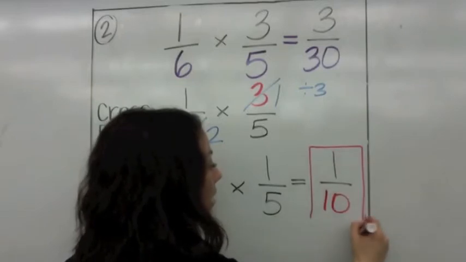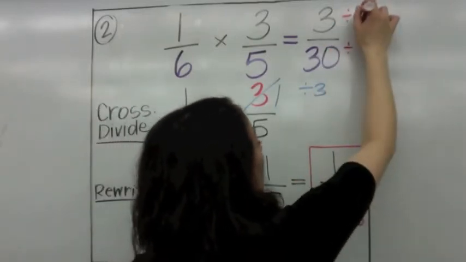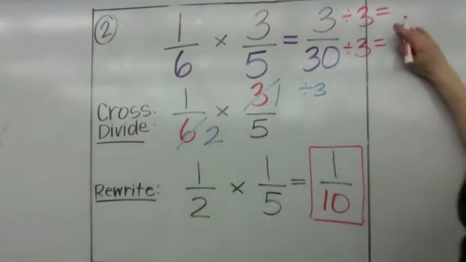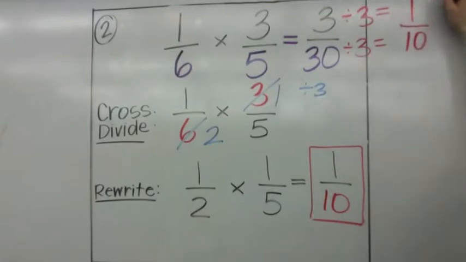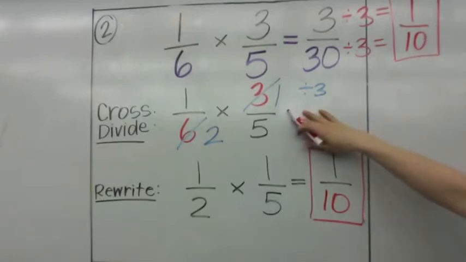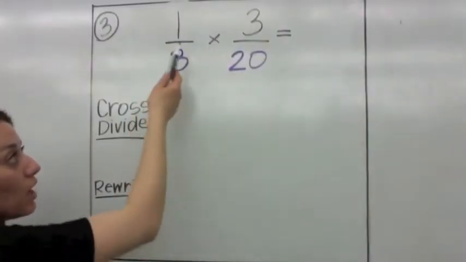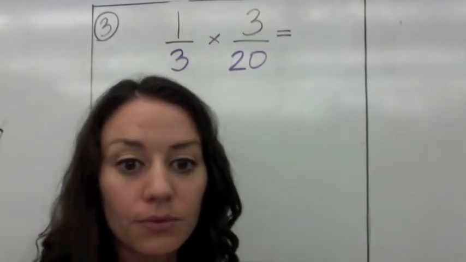Very good, okay? Now, if you would have just divided the top and the bottom, or the numerator and the denominator by 3, 3 divided by 3 is 1, and 30 divided by 3 is also 10. Okay, so see how these are the same? But this is a little simpler because this is a shortcut. Read example 3 with me. It says 1/3 times 3/20. Write it down.